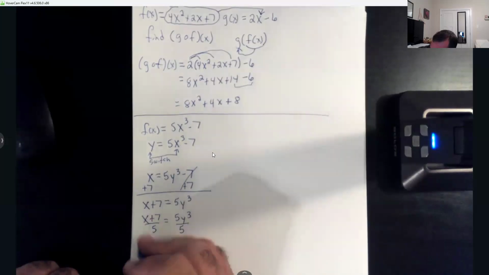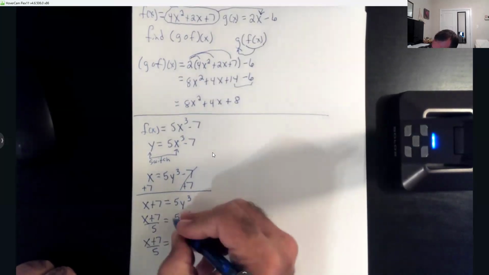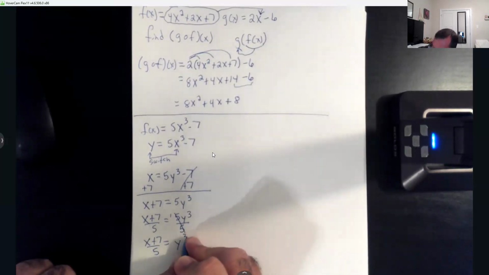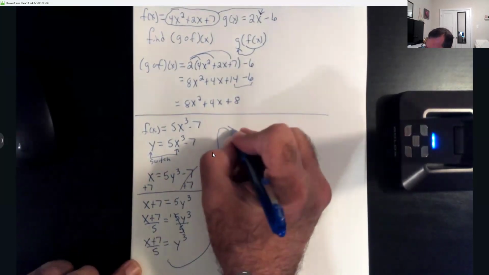So y'all can't do nothing over here for the moment. But over here, the 5's cancel, making that a 1. So I got 1y cubed. All right, so let me move that up here.